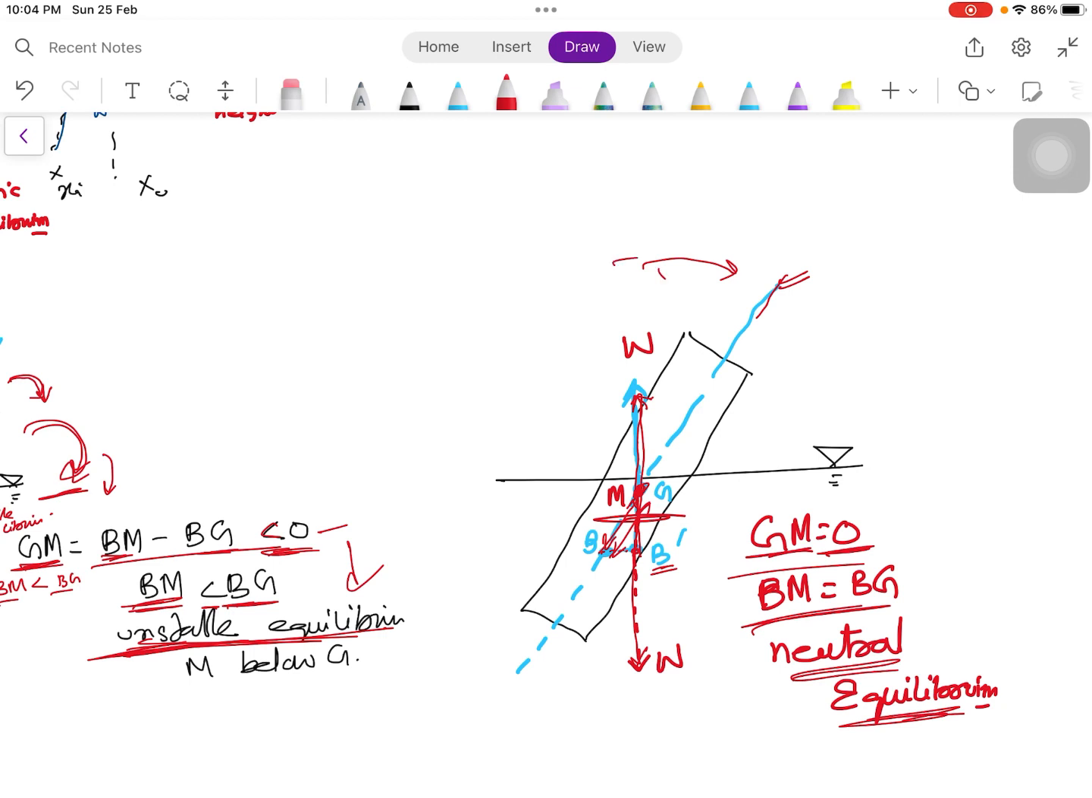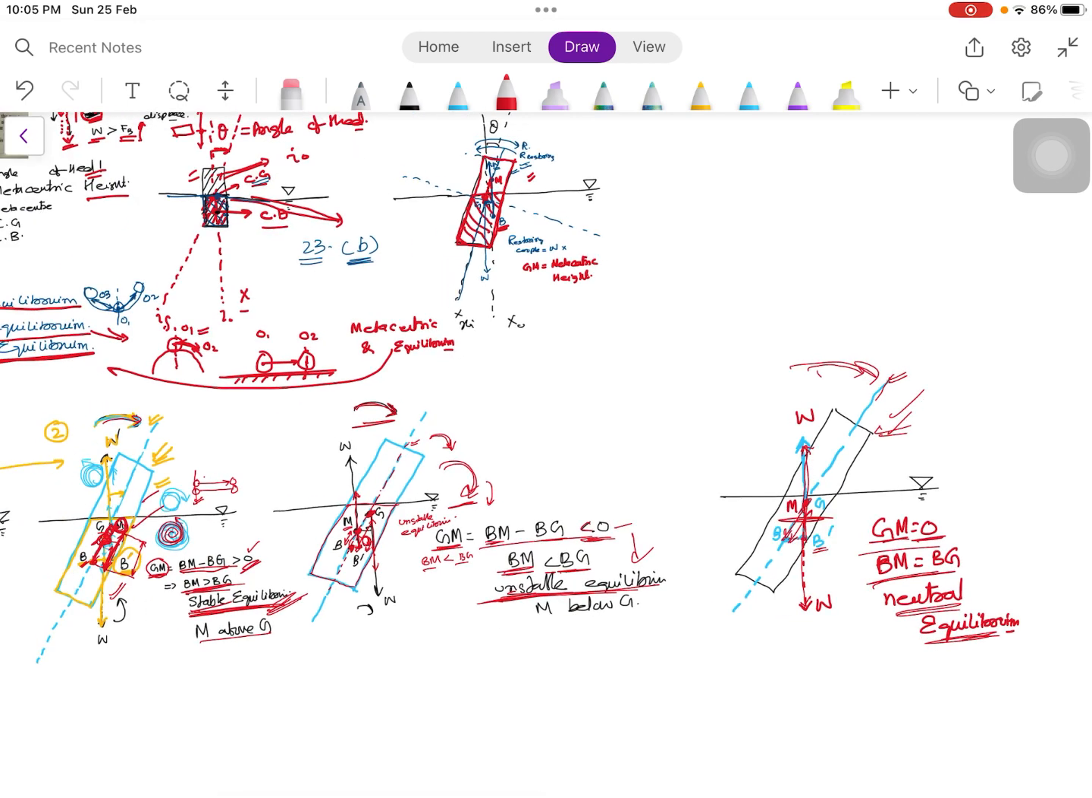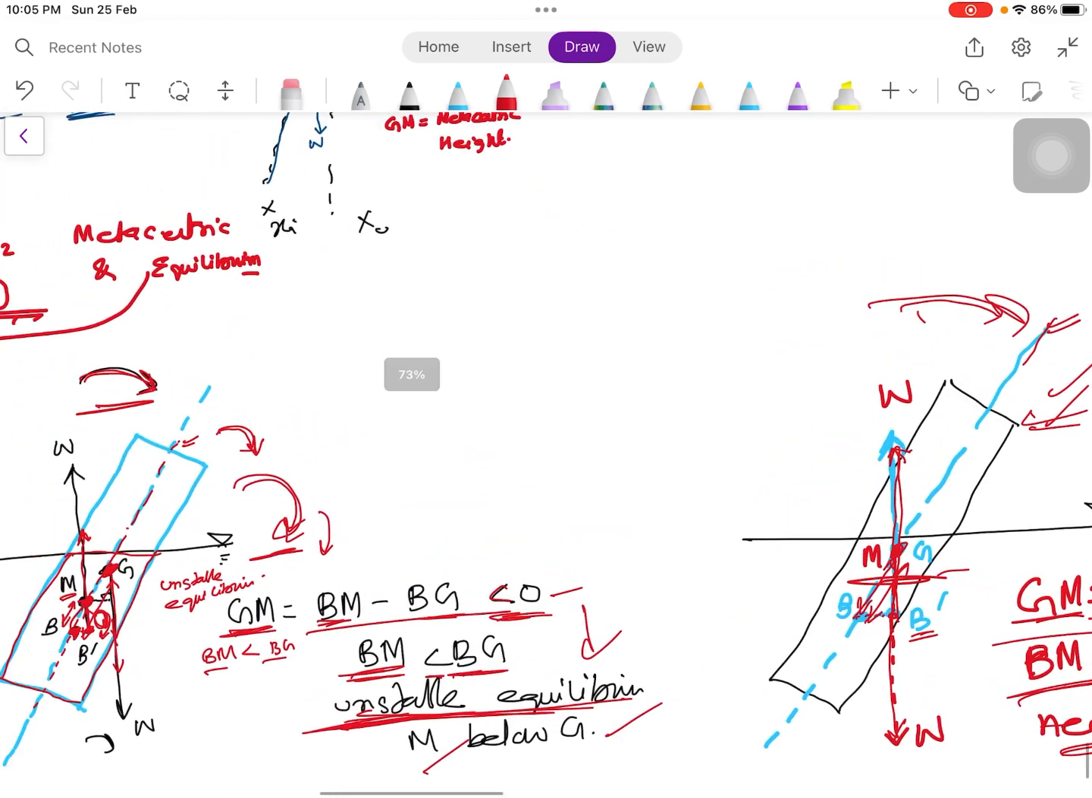That is, if we rotate the body, this new rotated position would be the new equilibrium position of the body. So to summarize, M above G is stable, metacenter below the center of gravity, or M below G, is unstable, and M coinciding with G is a neutral equilibrium.